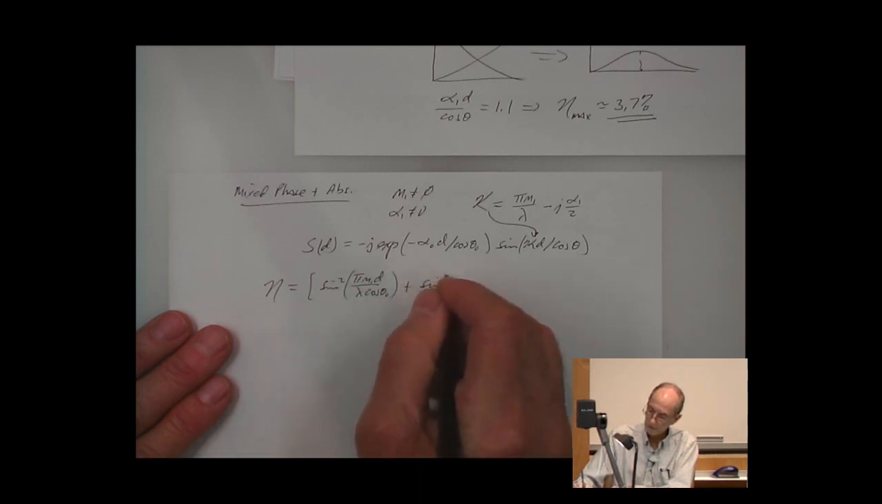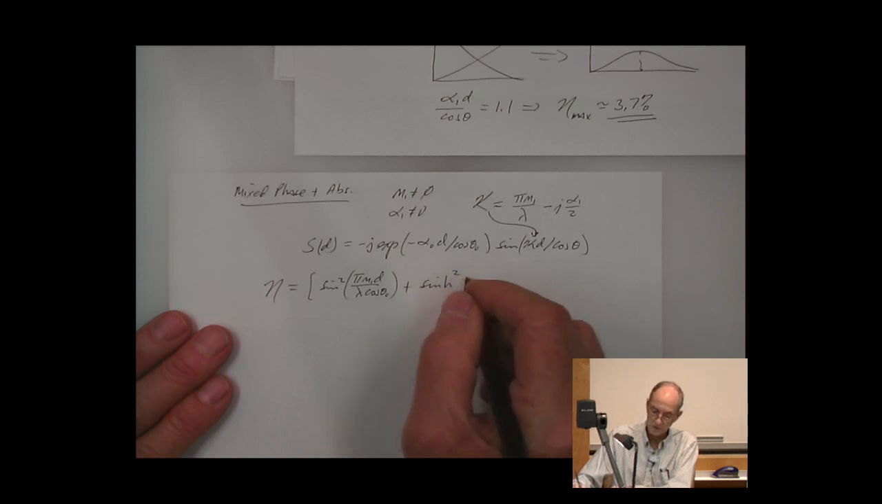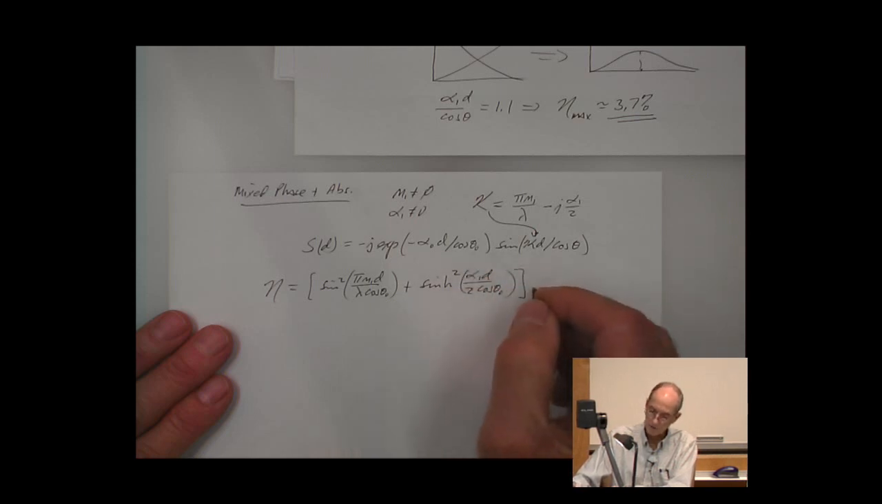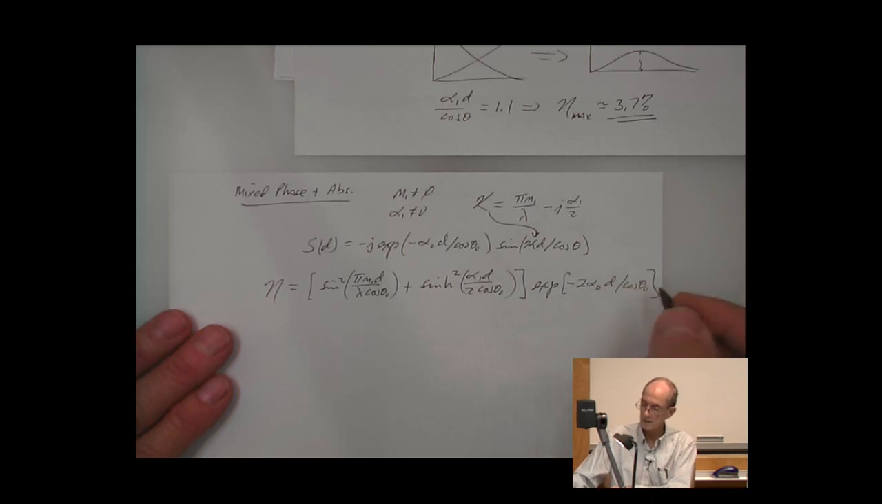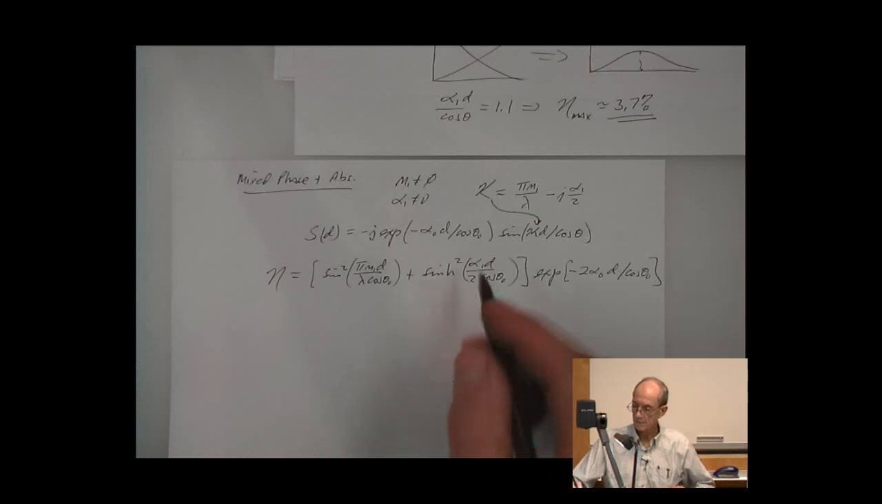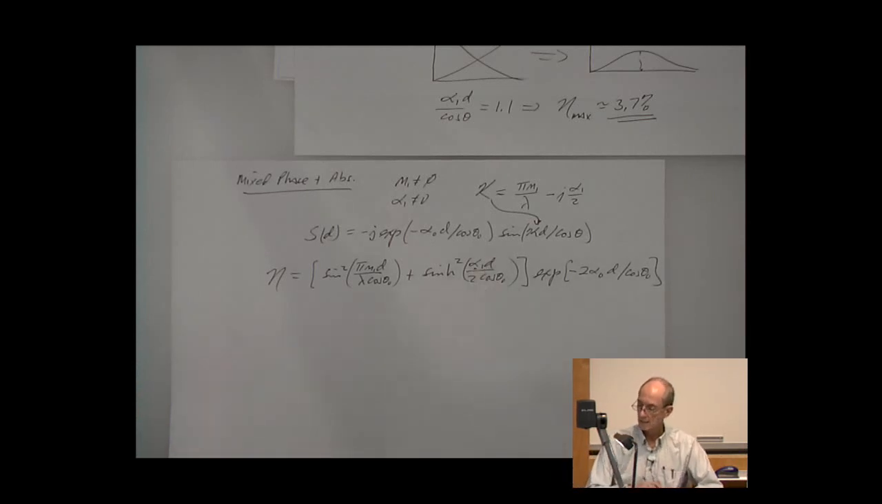plus the absorption modulation, which is a sinh squared alpha 1 d over 2 cos theta 0. And we still have this average absorption since, again, the medium has to be absorbing if we have an alpha 1, exponential of minus 2 alpha 0, the average absorption, d over cos theta 0. So depending on how much absorption modulation you're getting, loss through the hologram will set your efficiency for the grating.